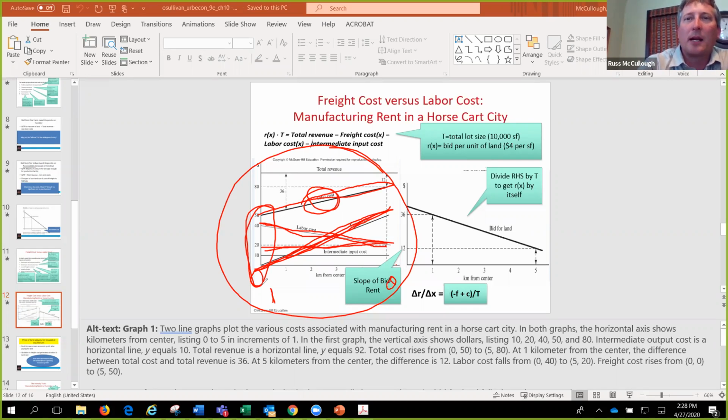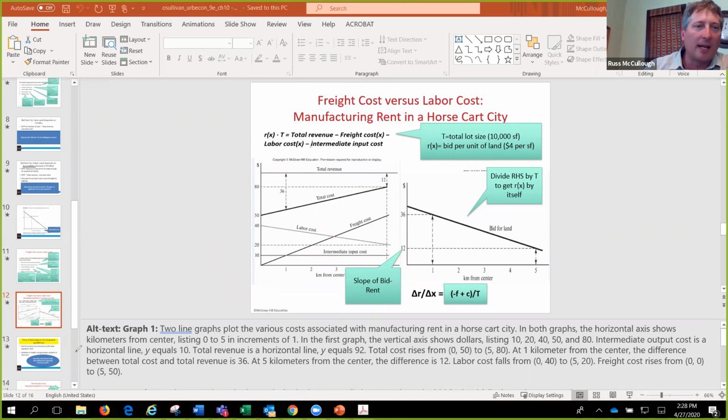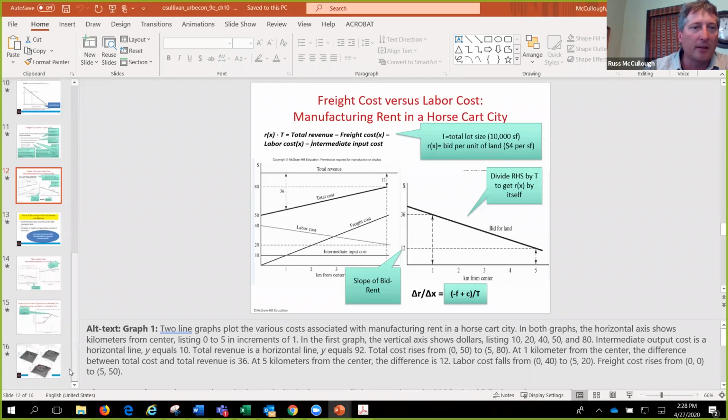Other types of manufacturing, depending on if you're a weight gainer or weight loser, you might want to operate at the product market or input market.